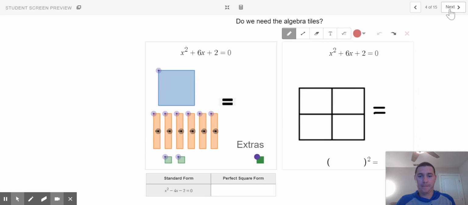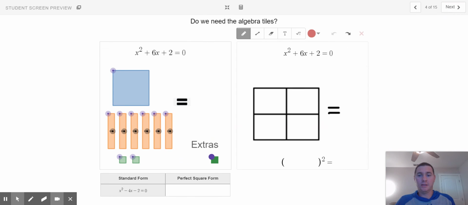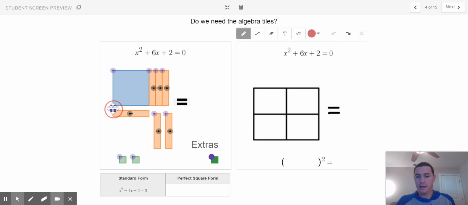Let's take a look now. Do we actually need the algebra tiles? So let's do this using the algebra tiles and then see if we can do it using just the area model. So I know that I've got 6x. We're going to split this up evenly, right? 3x here and 3x here. Okay. No problem. We're cruising.